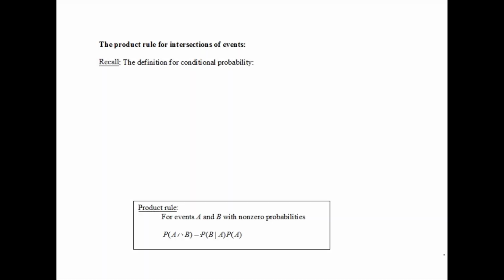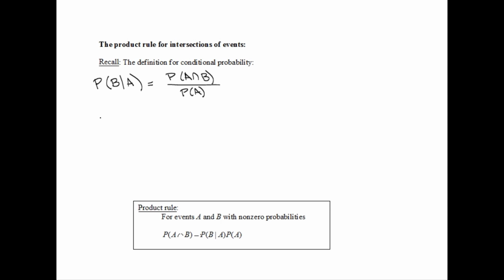Okay, let's remember the definition for conditional probability. The probability of B, given that A occurs, is equal to the probability of the intersection, A intersect B. Of course, it doesn't matter what order we write, A intersect B or B intersect A, divided by the probability of the given, so probability of A.